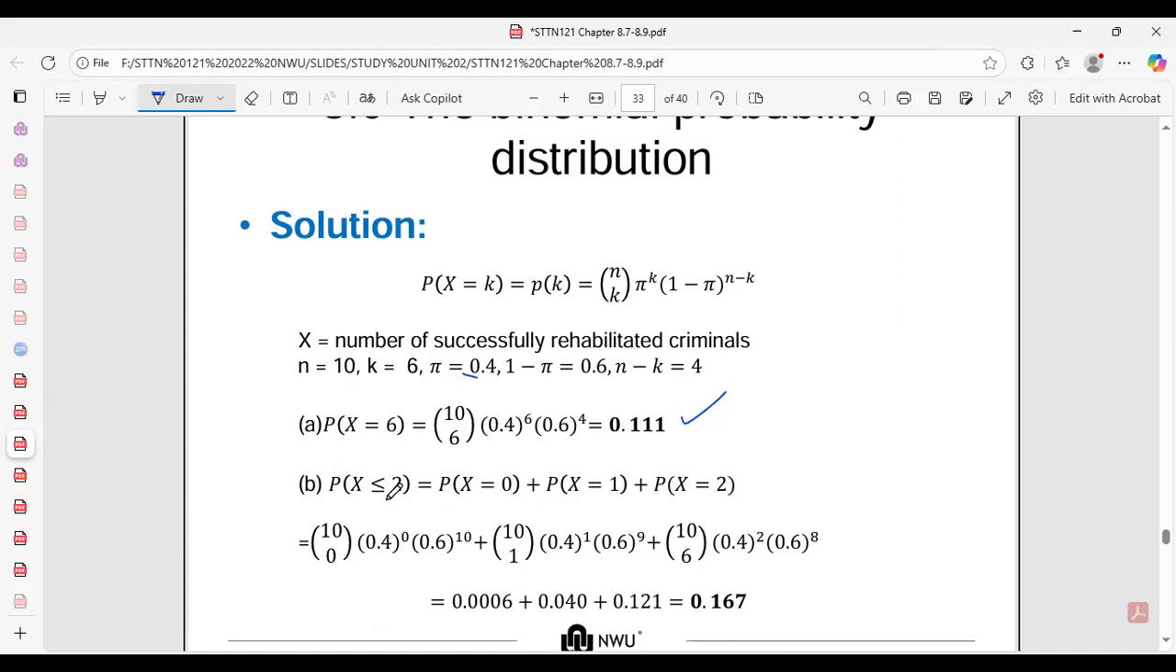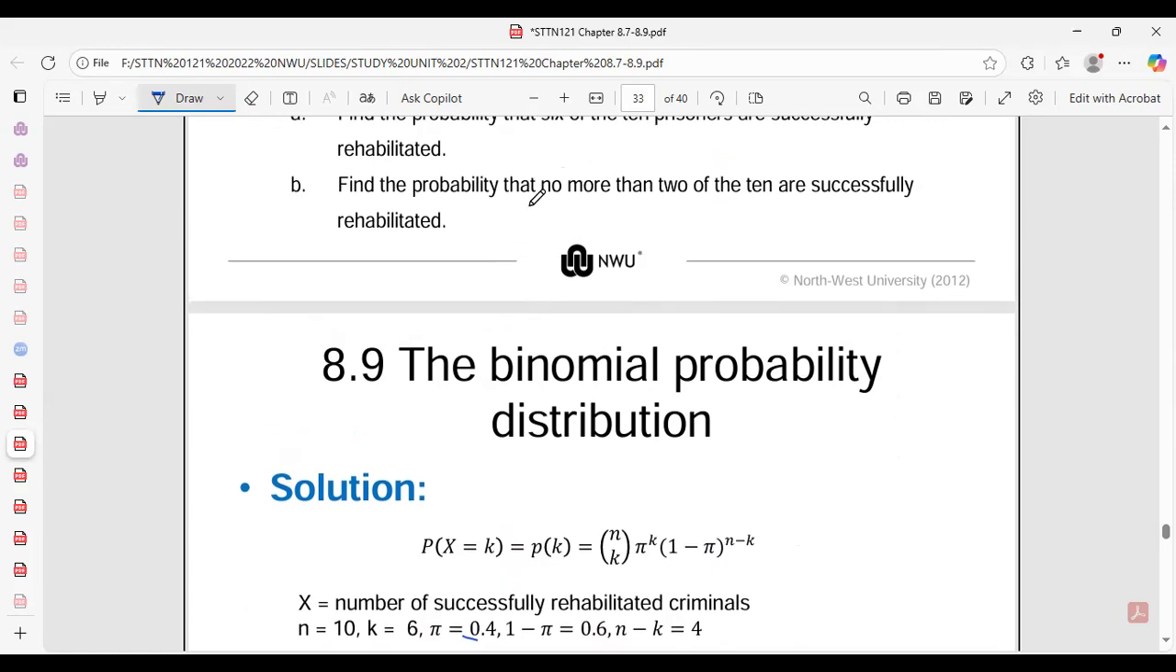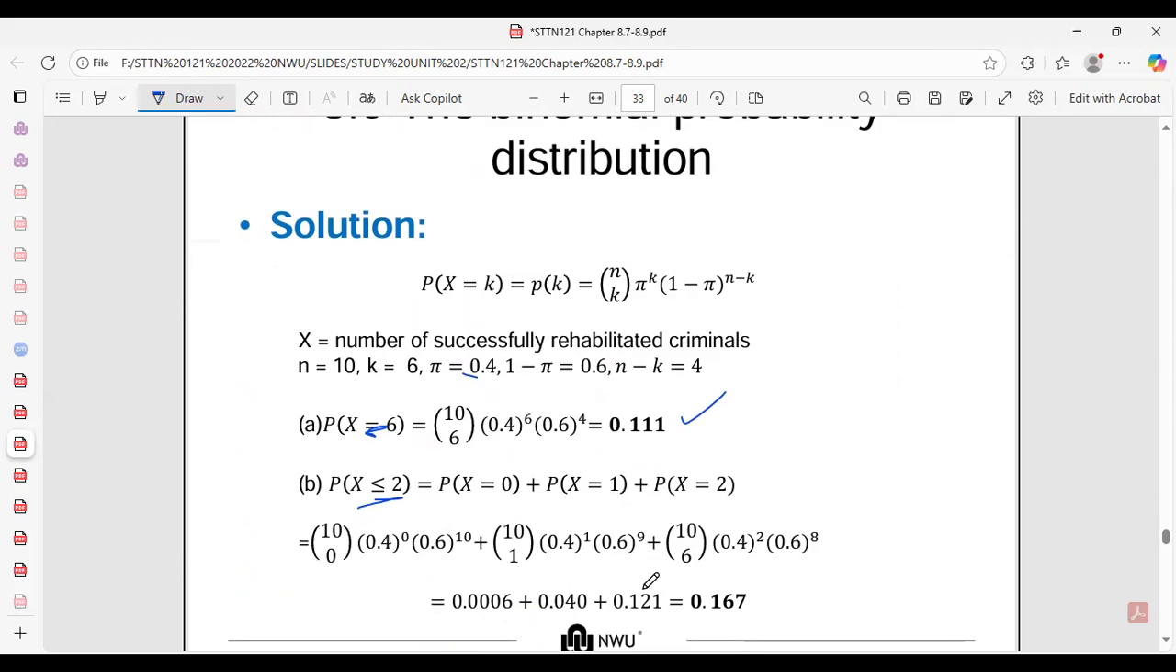This one is the symbol for exactly, the equal sign. This one, less or equal to, is for at most. If they ask for the probability of at most, they use this symbol. Or they use the symbol for no more than. It can be at most or no more than. You can write it down. They use this symbol, and then you substitute.